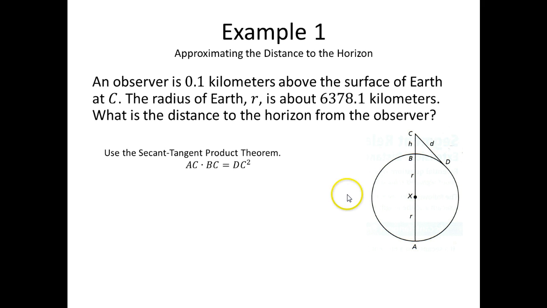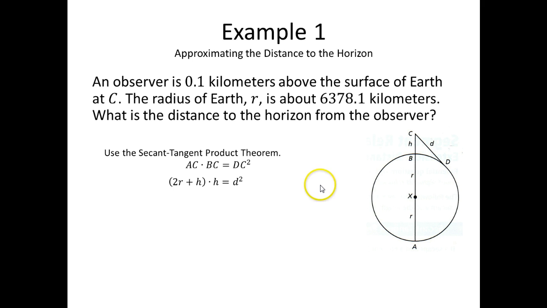So the secant-tangent product theorem tells us that the product of the secant segment times the external secant segment, so this segment here, BC, is equal to the tangent segment squared. Which just says that AC, the secant segment, times the external secant segment BC is equal to the square of the tangent segment, so that'd be DC squared.